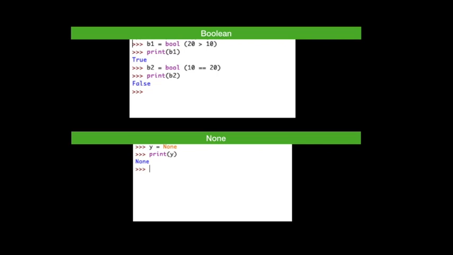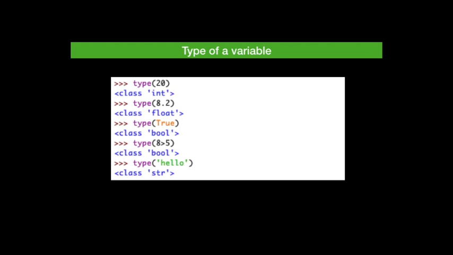Okay, the last one is a special type, which is None. None basically is equivalent to null in other programming languages. So if you are aware of other programming languages, then it might be easy for you to relate it. However, here None means null or nothing, like it does not have any value. So if I just write y is equal to None and then print y, then I'll get the output as None.